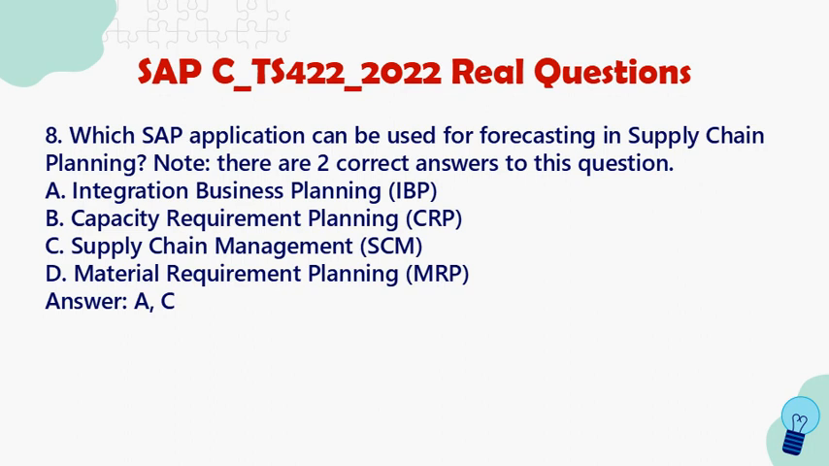8. Which SAP application can be used for forecasting in supply chain planning? Note: there are 2 correct answers to this question. A. Integrated Business Planning, IBP. B. Capacity Requirements Planning, CRP. C. Supply Chain Management, SCM. D. Material Requirements Planning, MRP. Answer: A, C.